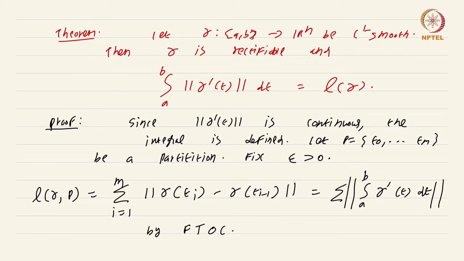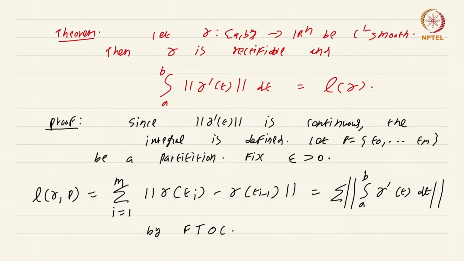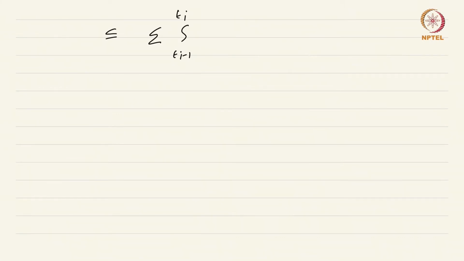Okay, now we can take the norm inside the integral. We just proved a lemma and we are duty bound to use a lemma that appears just before a theorem. So this quantity is less than or equal to summation integral ti minus 1 to ti norm gamma prime of t dt. Okay, which is in fact nothing but integral a to b norm gamma prime of t dt.